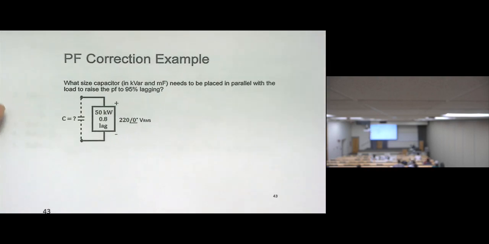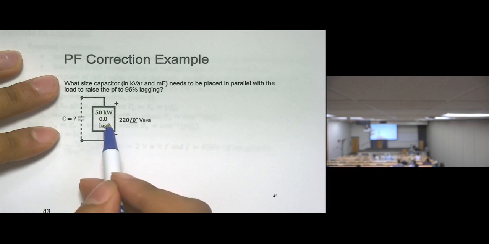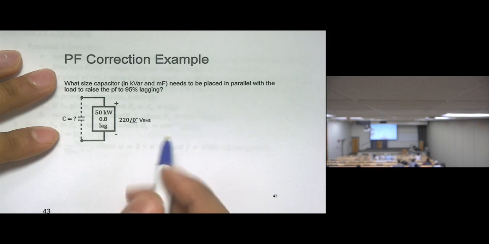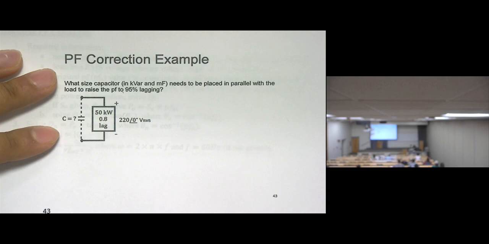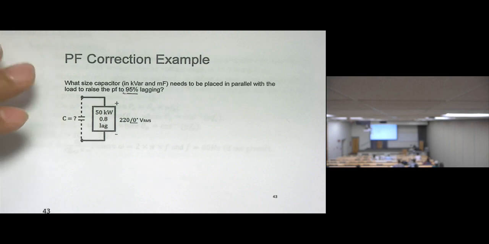Power factor correction example. Let's assume that you are in a certain factory, and this factory has 50 kilowatts with 0.8 power factor, and the voltage is 220 volts. Then the utility says your power factor of 0.8 is not enough. It's poor. You need to increase it to 95%. Otherwise, you will get a penalty. You have to pay us maybe $100 or $1,000 per day, sometimes 5,000, sometimes very large amounts.